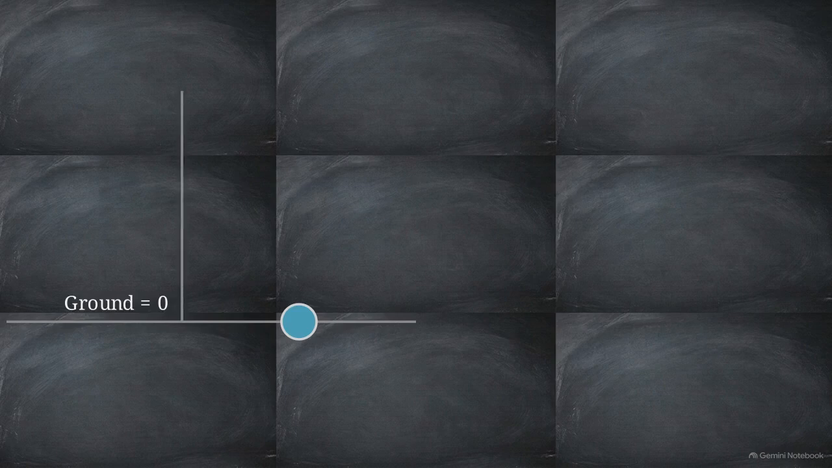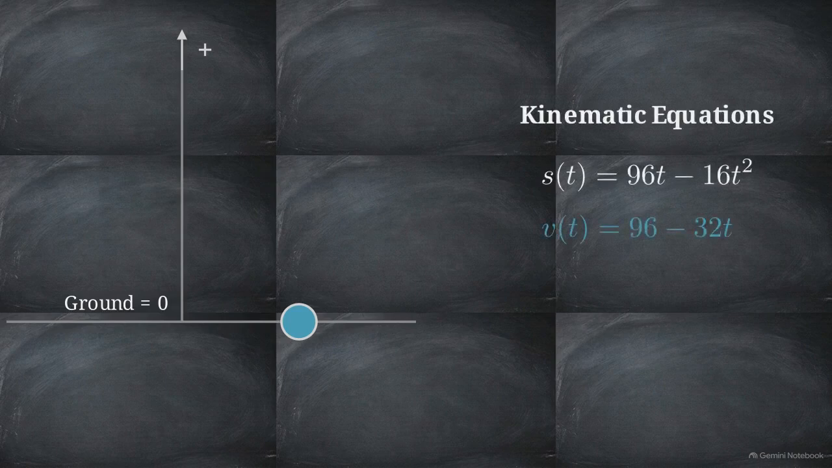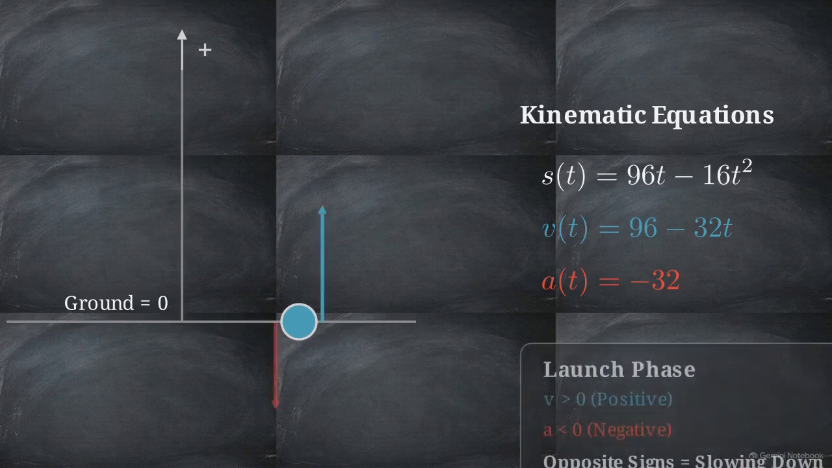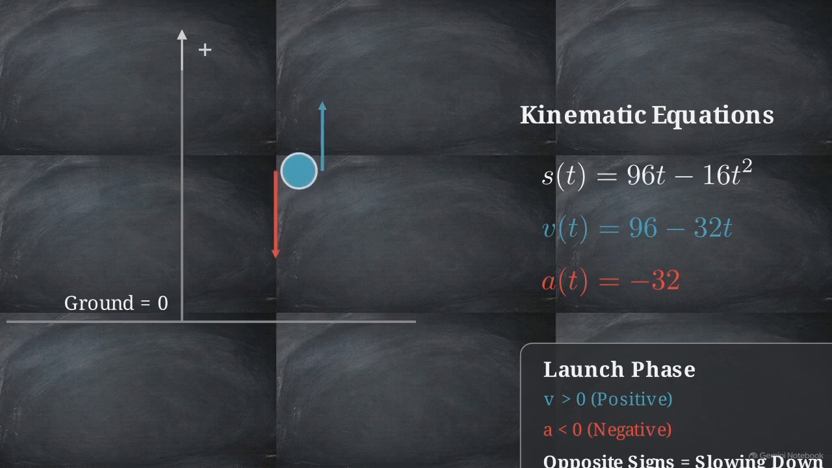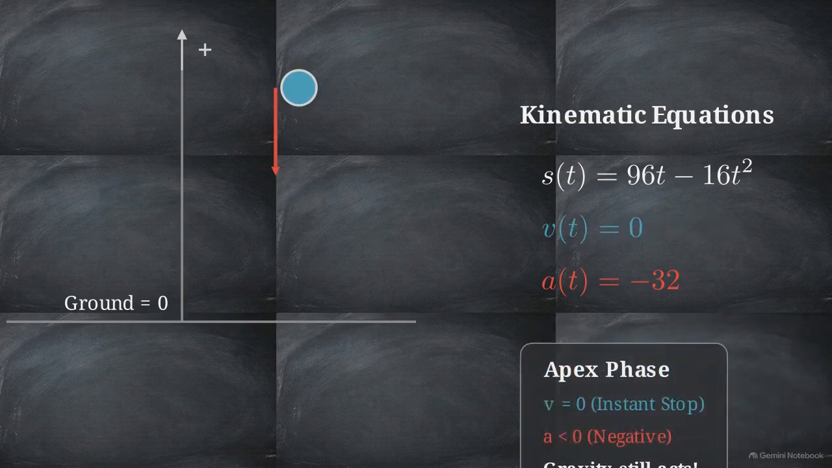We define the ground as 0 and upward as positive. As the ball rises, governing equations track its state. Gravity ensures acceleration is a constant -32. During the launch phase, the ball's velocity is positive, but its acceleration is negative. Conflicting signs dictate that the ball moves upward but slows down. We pause exactly as the ball reaches its highest altitude. For a single instant, velocity equals 0.